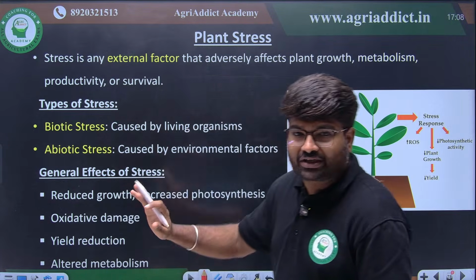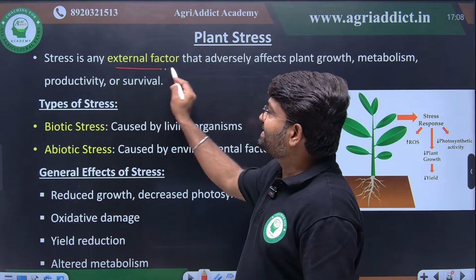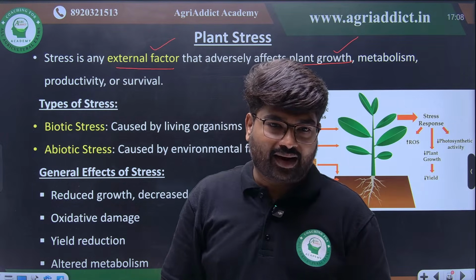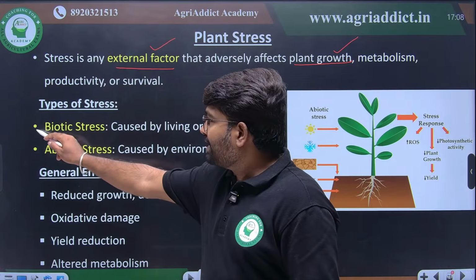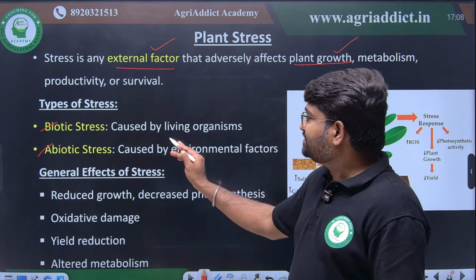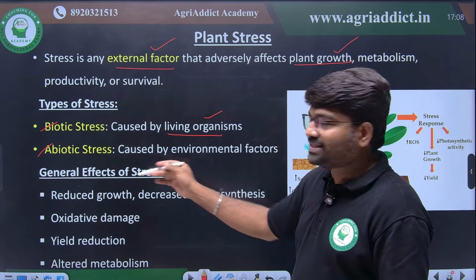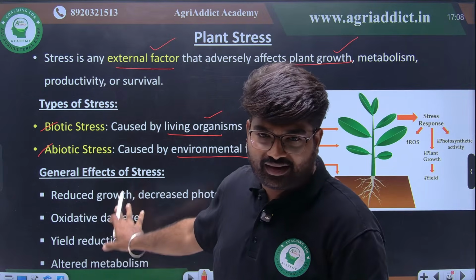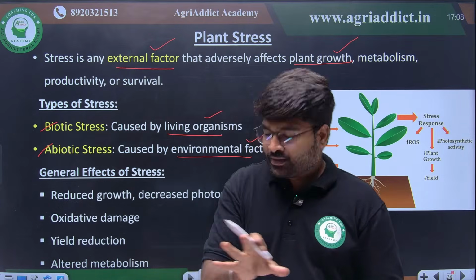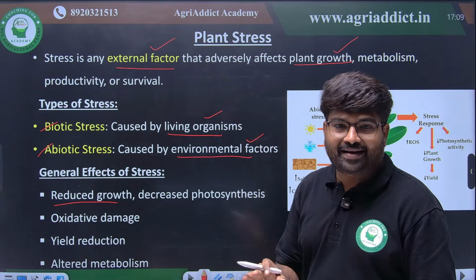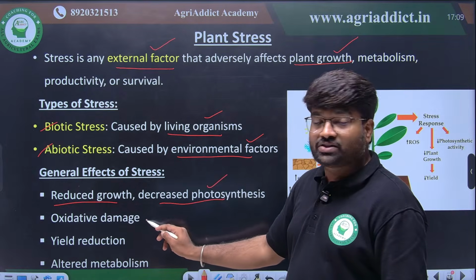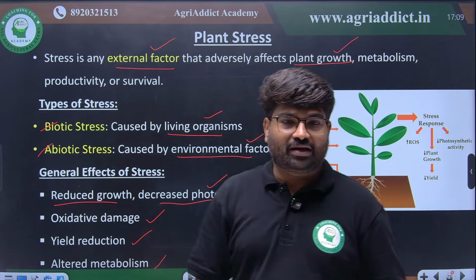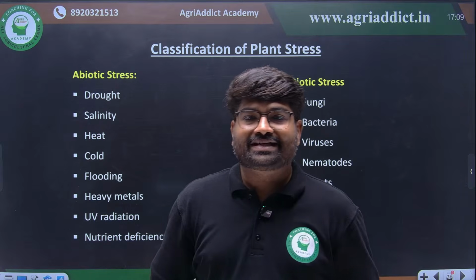First we will see what is meant by plant stress. Stress is an external factor that adversely affects the plant growth, metabolism, productivity or survival of the plant. If you see the types of stress, there are biotic stress and abiotic stress. Biotic stress is primarily caused by living organisms. Abiotic stress is primarily caused by environmental factors. The general effects of stress: first and foremost, plant growth will be reduced, photosynthesis rate will also decrease, oxidative damage, that means ROS production will be more, apart from that yield will be reduced and altered metabolism will be there. These are the general responses of plants to stress.